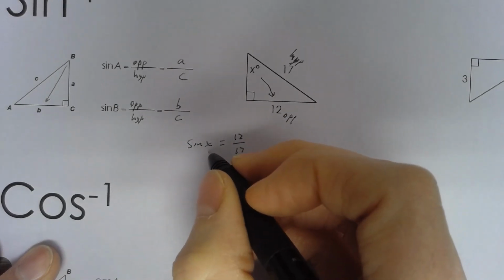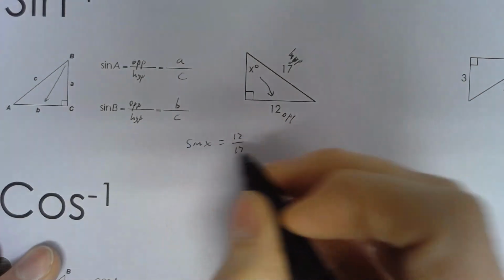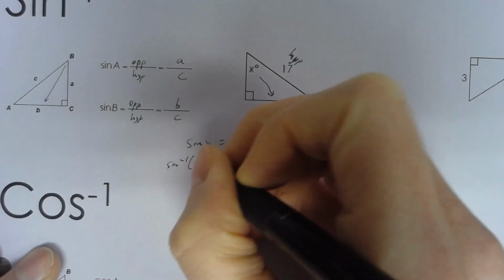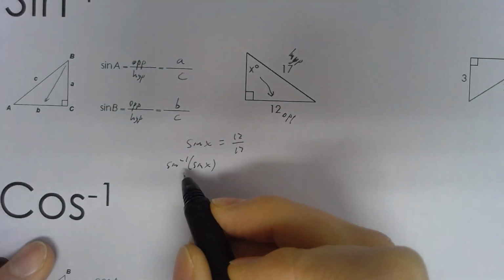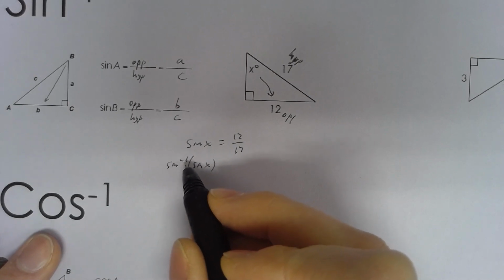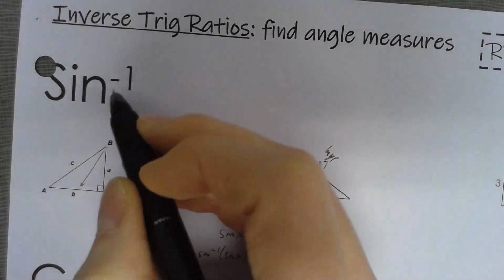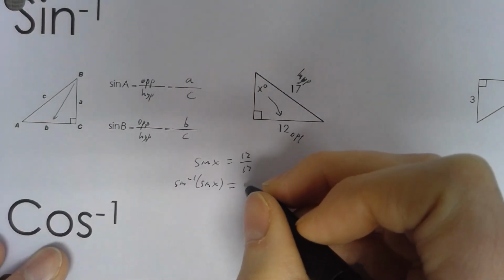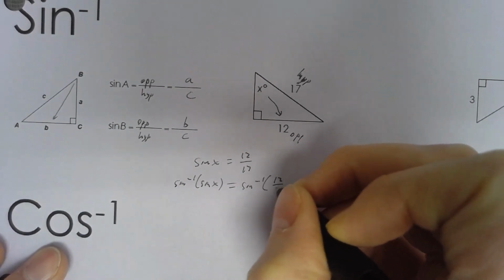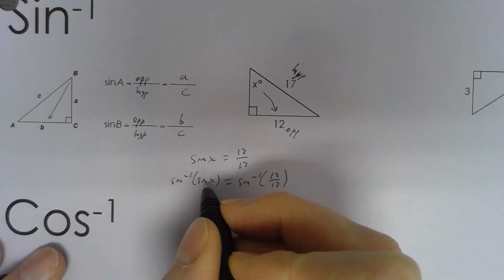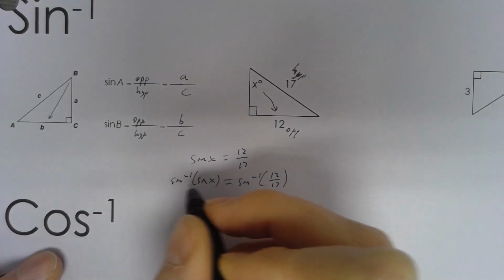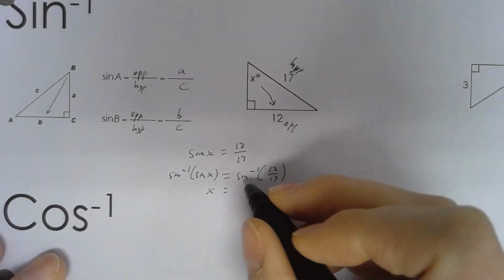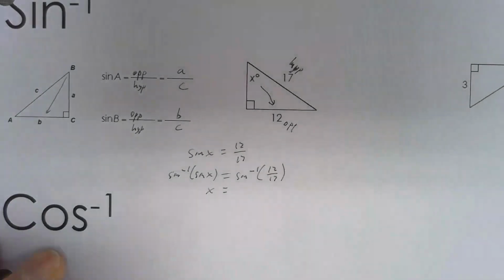And so just like we do with any other inverse, we do it to both sides. The sine inverse of sine x, and the notation for sine inverse looks like we're taking it to the -1 power, but it's just part of the notation. Sine inverse of sine x equals the sine inverse of 12 over 17. And just like all other inverses, it cancels its operation. So the sine inverse of sine of x is just x. And then the sine inverse of 12 over 17 we can evaluate in our calculator.